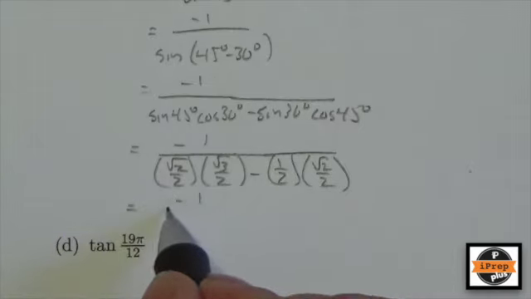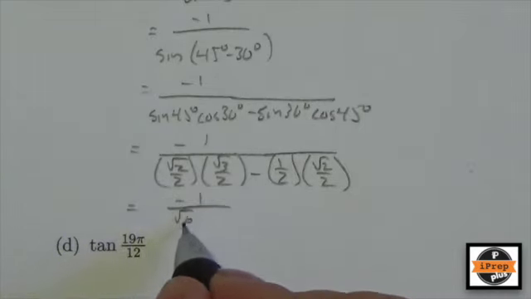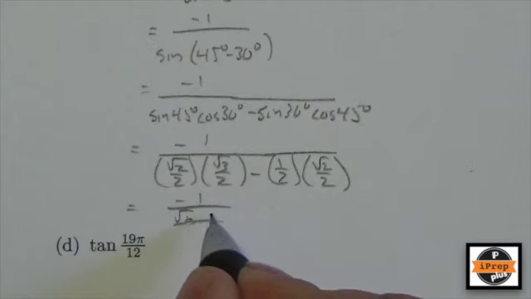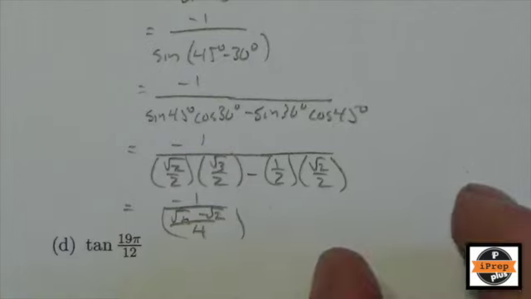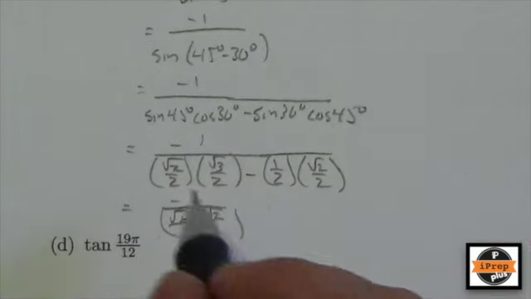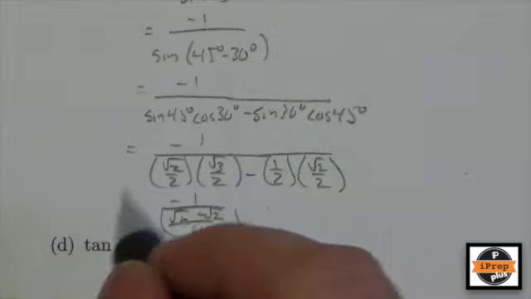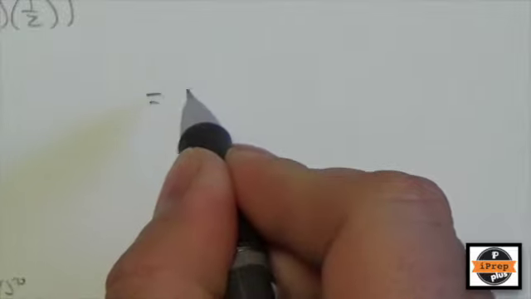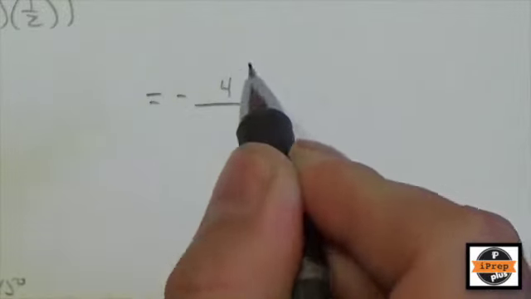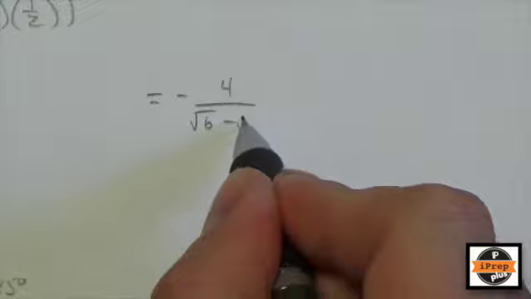And so we're going to get negative 1 over, and then this will become root 6 minus root 2 over 4. Now we got the root 6 minus root 2 over 4 earlier when we did the sine of 15, but now it's in the denominator, so we're going to multiply by the reciprocal. And so what we'll get here is negative 4 over root 6 minus root 2.